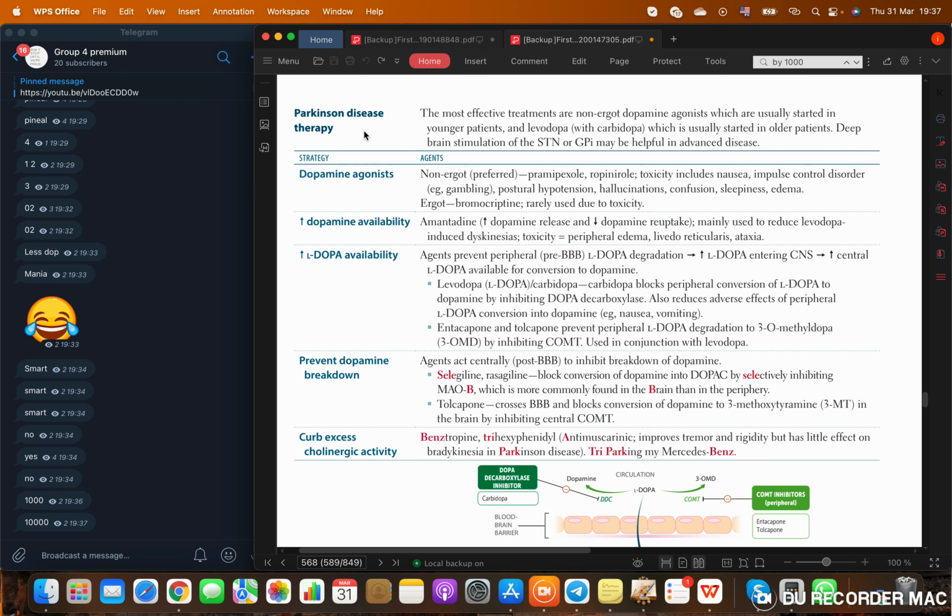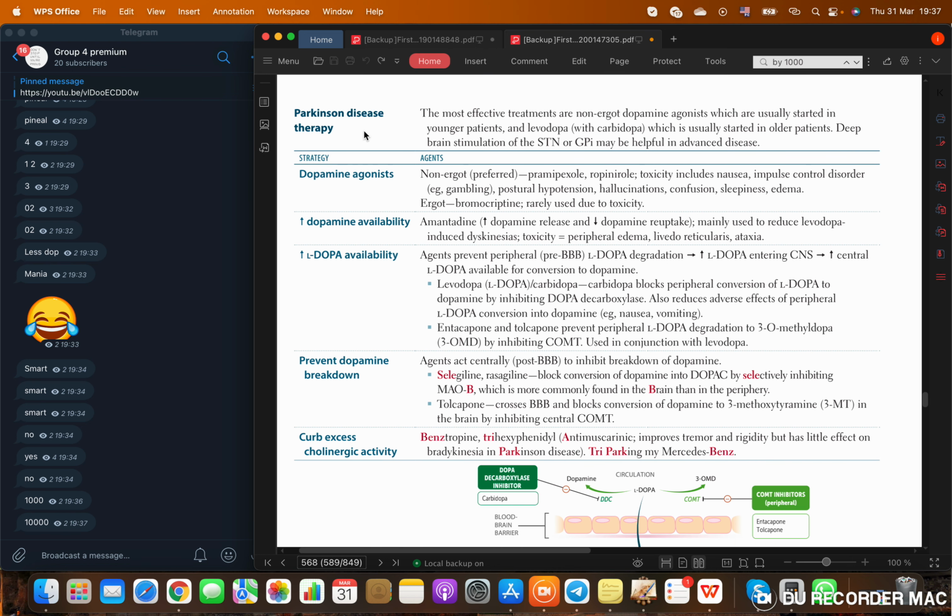Parkinson's disease. The most effective treatments are non-ergot dopamine agonists. So the dopamine agonists are the best of the best. However, they have their problems, and they are usually started in a younger patient. And levodopa with carbidopa, we'll discuss this more deeply in a second, is usually started in an older patient. Deep brain stimulation of the substantia nigra or globus pallidus internus may be helpful in advanced disease, and I will also speak about this. I want to start with them one by one.